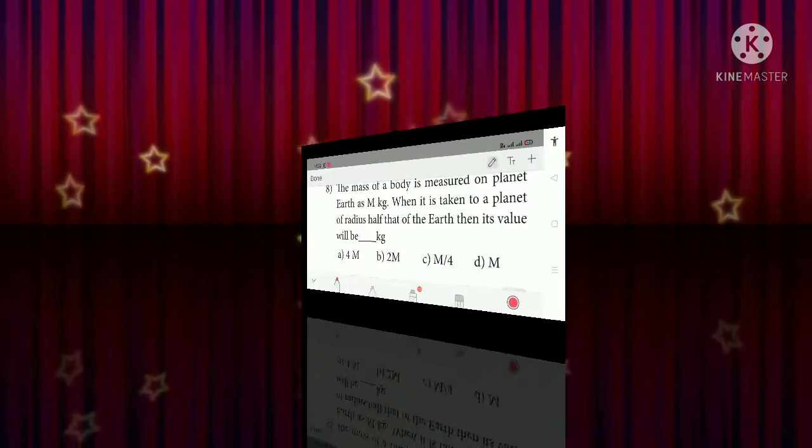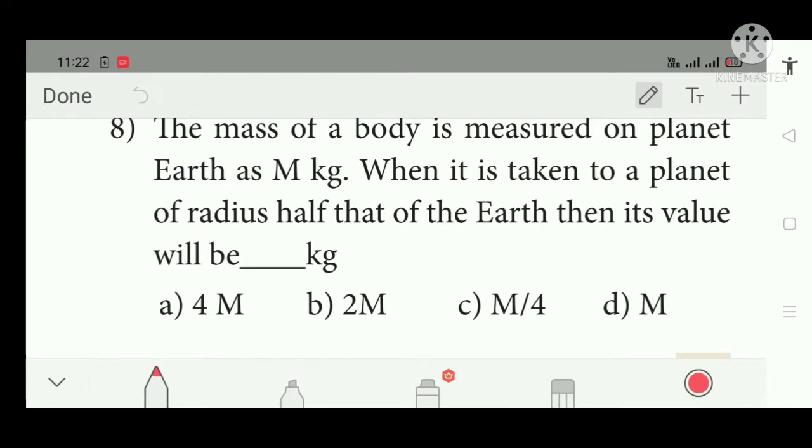It is the correct answer. Mass of a body is measured on planet Earth as m kilogram. When it is taken to a planet of radius half that of the Earth, then its value will be dash kilogram: 4m, 2m, m by 4, m. The correct answer is m, because the mass is constant all over the universe, but the weight only varies from place to place.